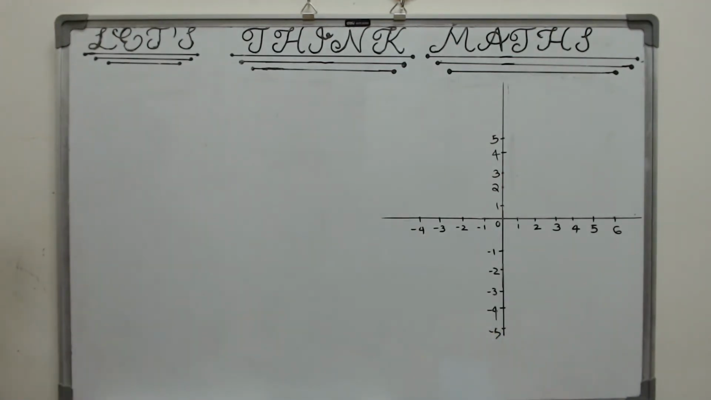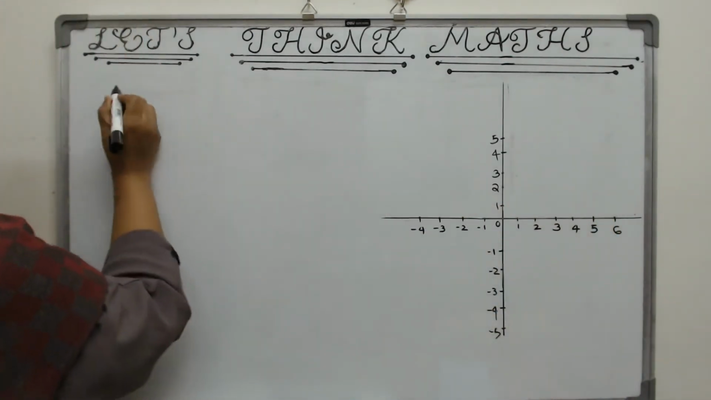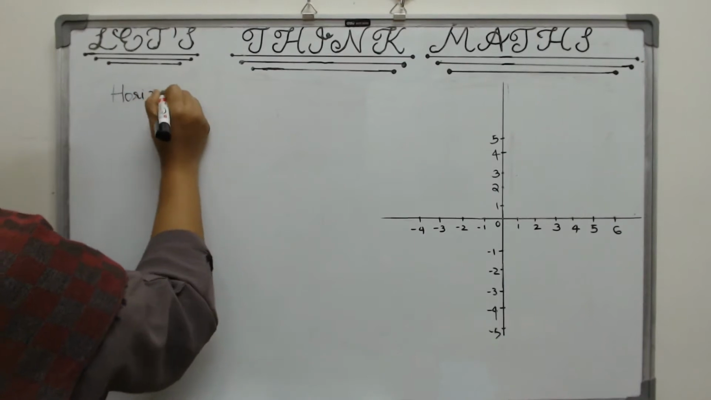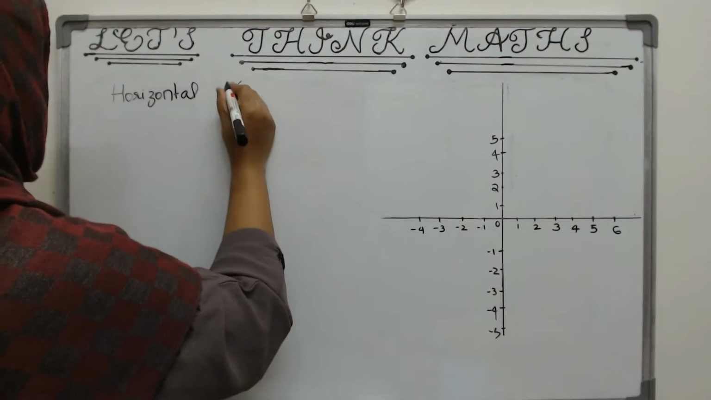Now, before we go any further, let us name these two lines. We will name the line which we drew first, which is the horizontal line, or in other words, the sleeping line. The horizontal axis is called the x-axis.